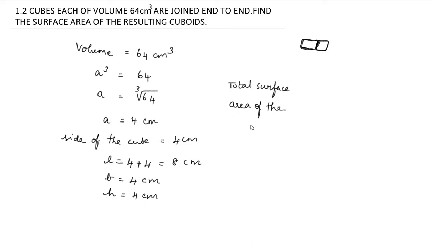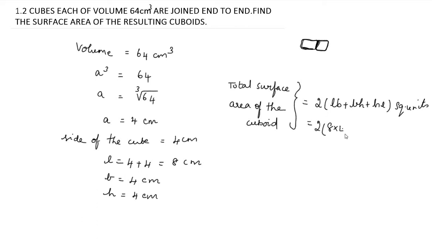What is the formula for total surface area of the cuboid? Already you have learned from 8th onwards, right? So let us see. Total surface area of the cuboid is equal to 2 into (LB plus BH plus HL) square units. Now 2 into, what is L? 8, B is 4, and 4 into 4 plus 4 into 8.